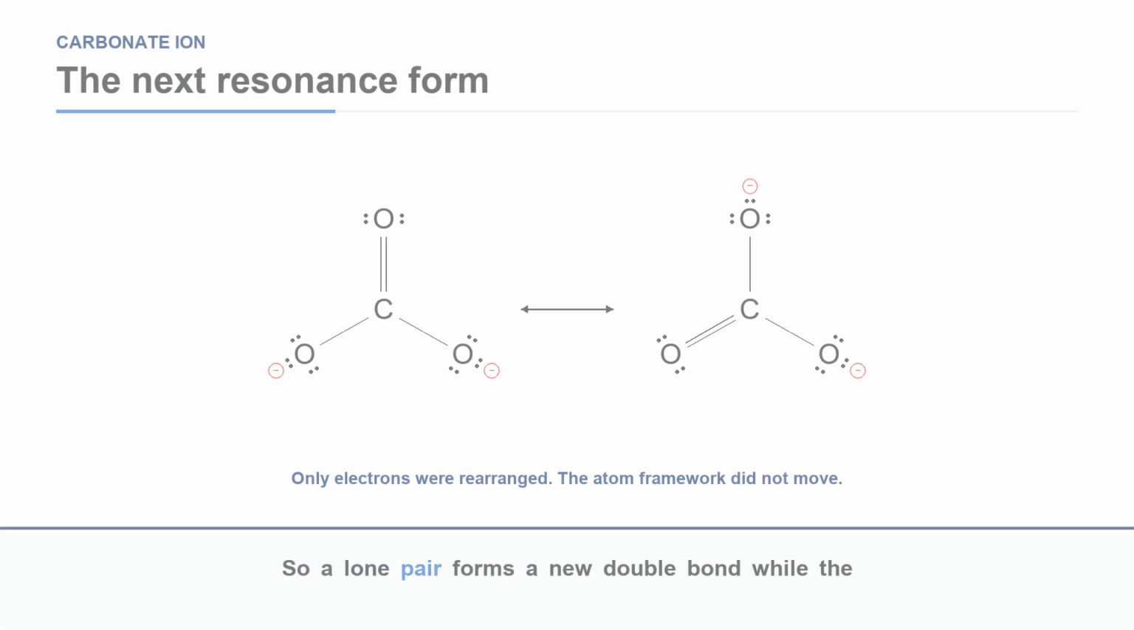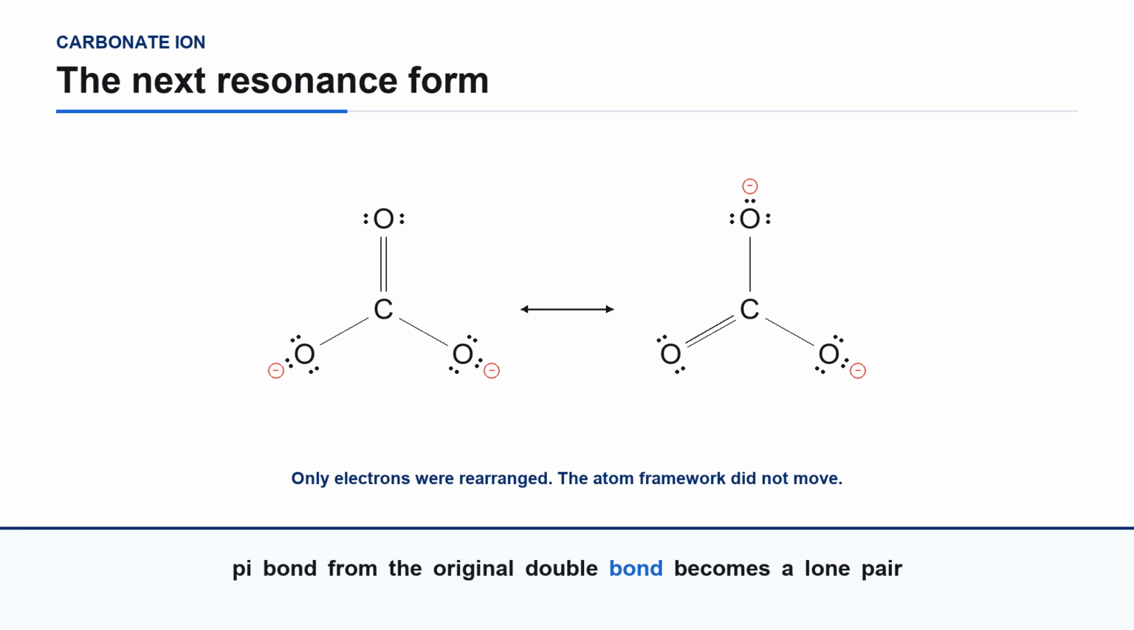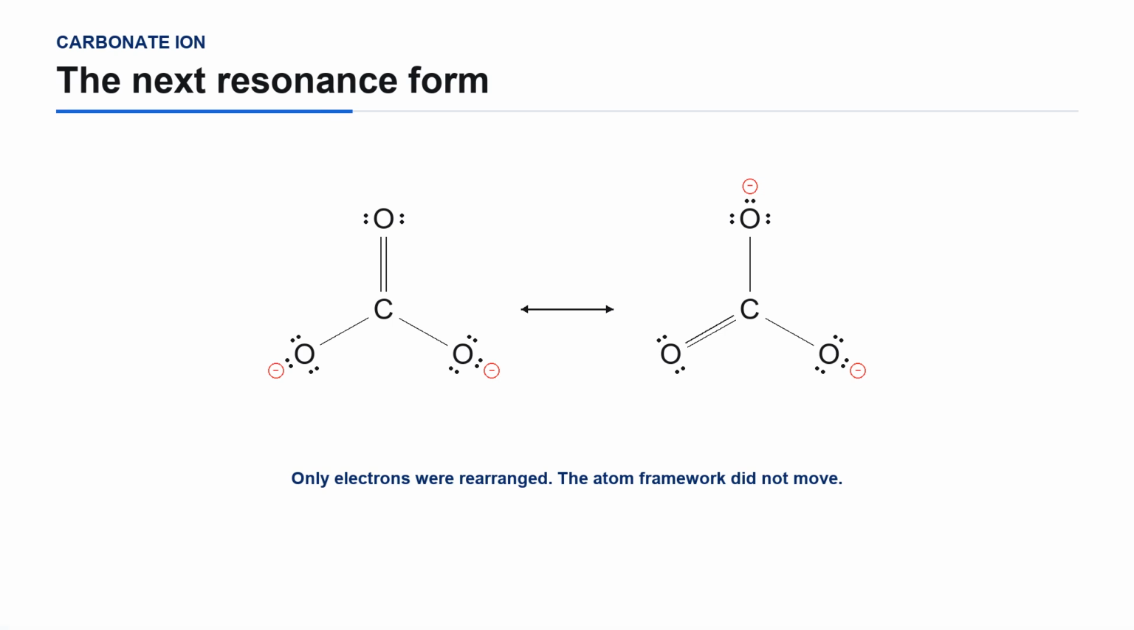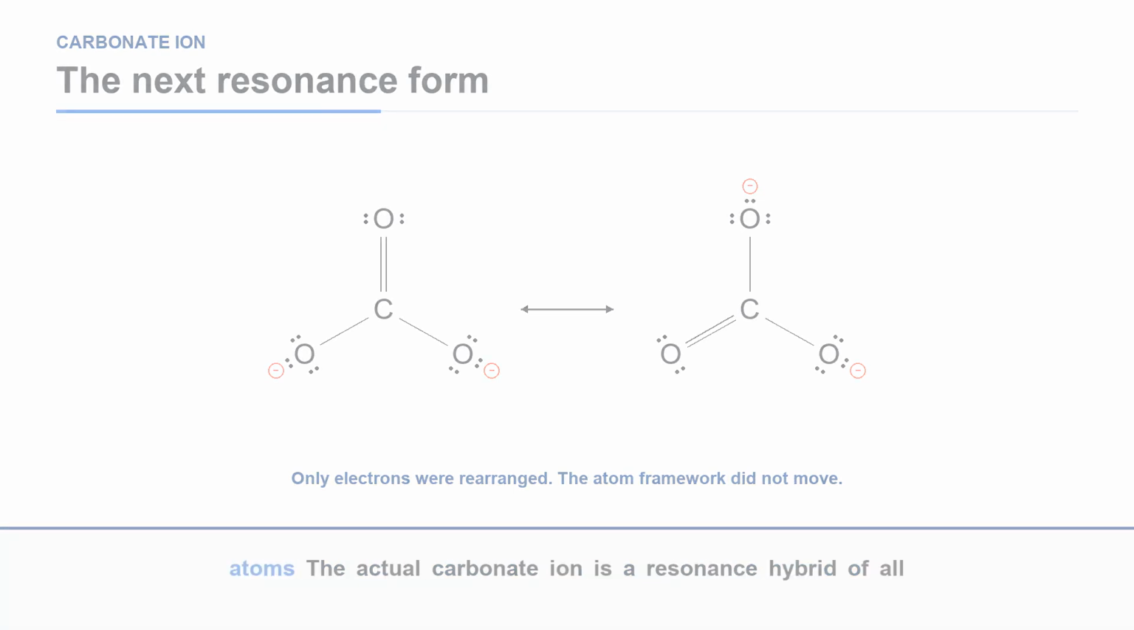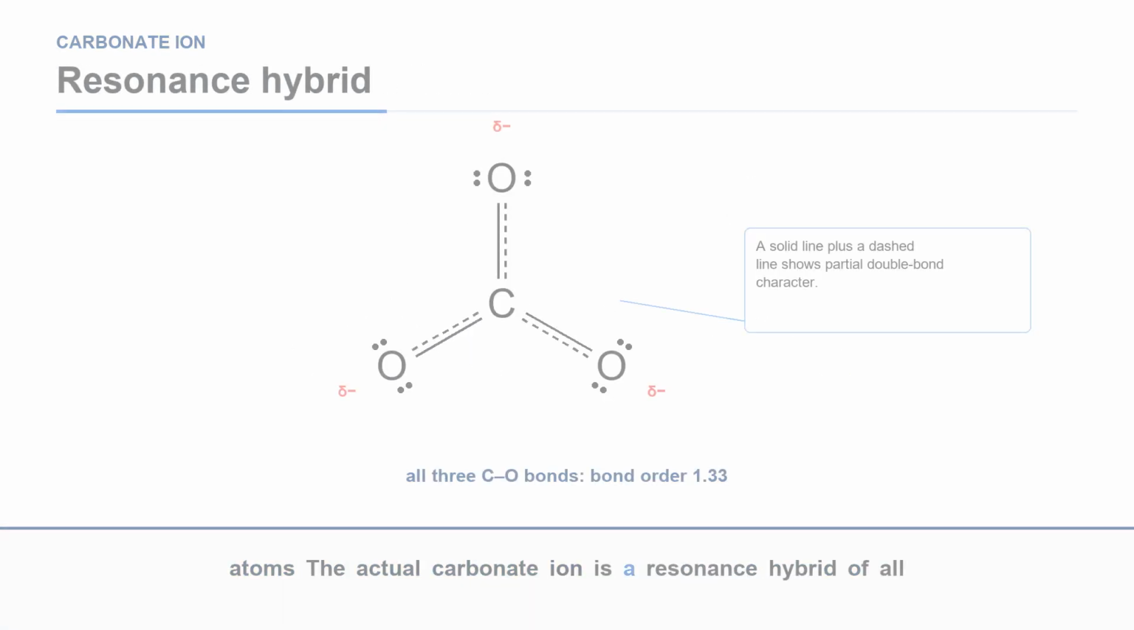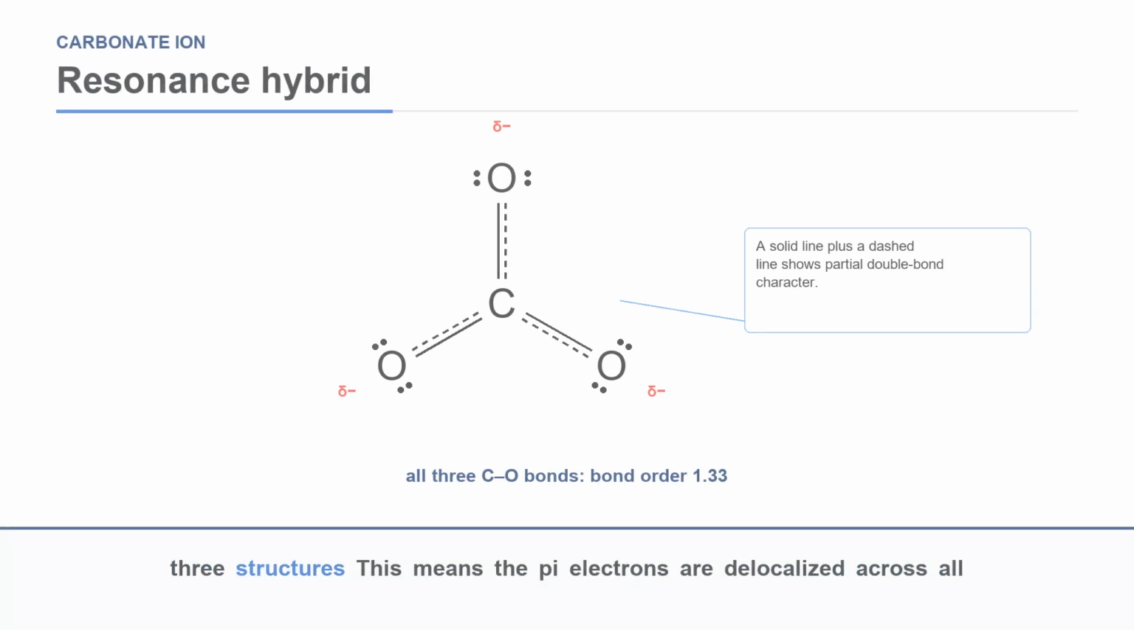So, a lone pair forms a new double bond, while the pi bond from the original double bond becomes a lone pair. This creates another valid resonance structure. The carbonate ion has 3 equivalent resonance structures because the double bond can be drawn with any of the 3 oxygen atoms. The actual carbonate ion is a resonance hybrid of all 3 structures.